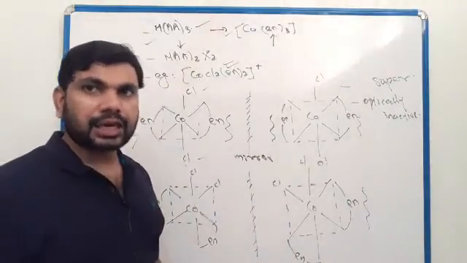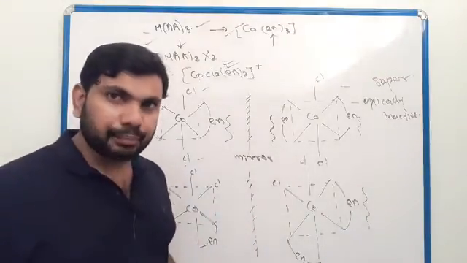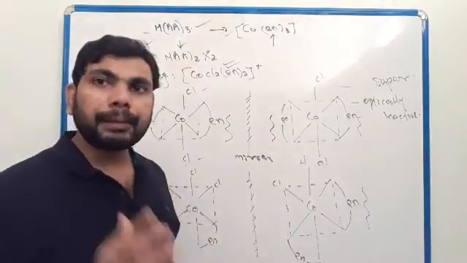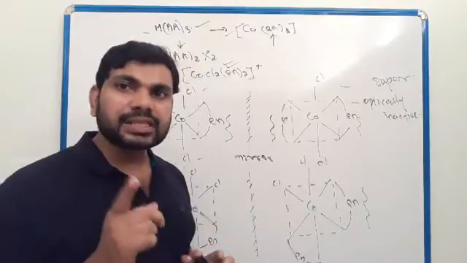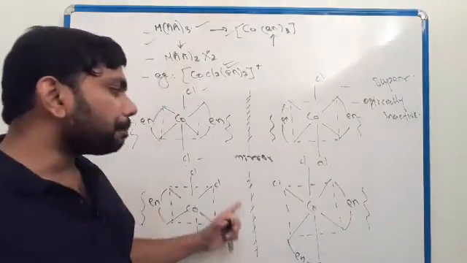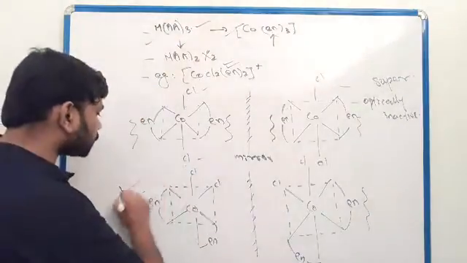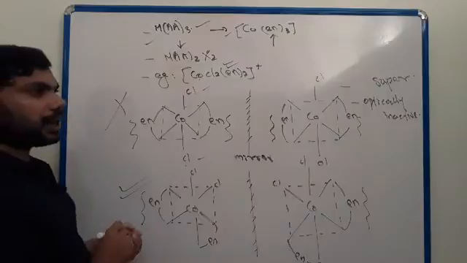These are optical isomers. Optical isomerism. Optically active means their mirror images are non-superimposable. Mirror images are not matching. This is non-superimposable, and these are really optical isomers. But these are not optical isomers.